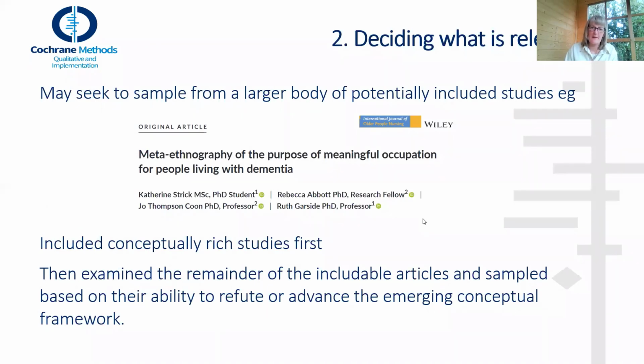So back to the idea of sampling, just to give you an example here. The review by Strick and others, the meta-ethnography on the purpose of meaningful occupation for people living with dementia. In this review, they included only conceptually rich studies first, those papers that really address the question in a rich and thick way. And then they looked at the remainder of the articles that they could have included and sought to sample based on their ability to either refute or advance the emerging concepts, so either that they disagreed with or that they further enhanced the emerging conceptual framework that they got from the conceptually rich studies.